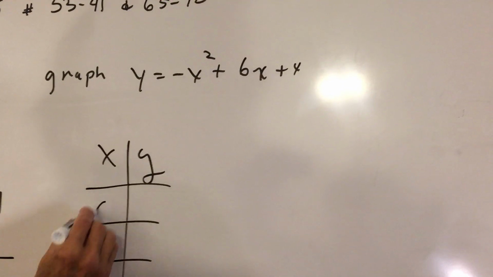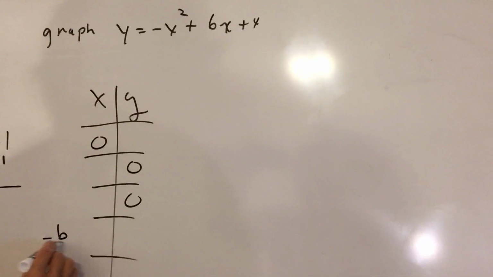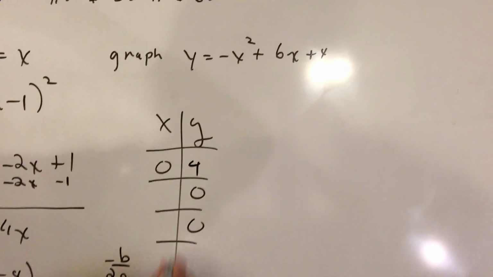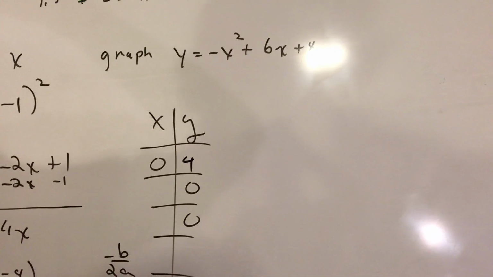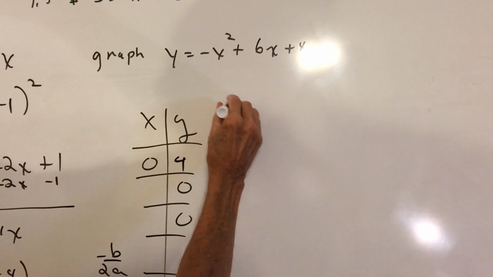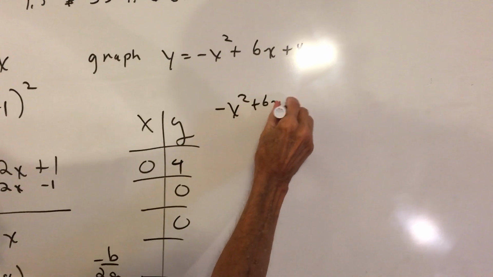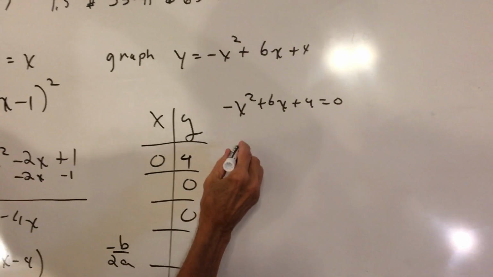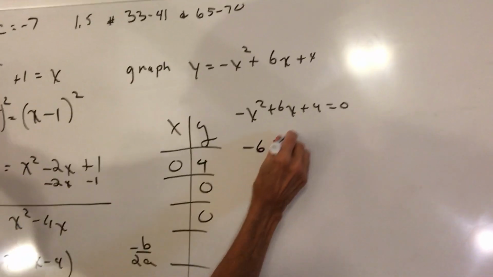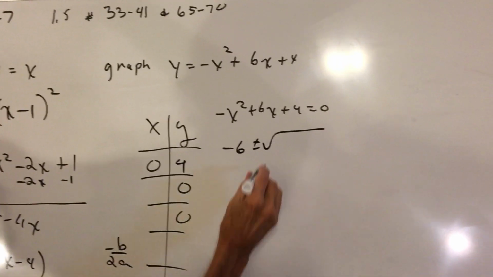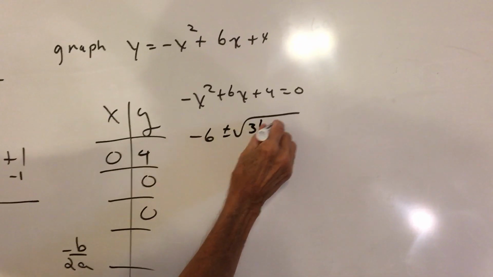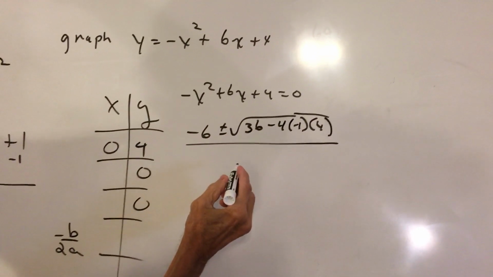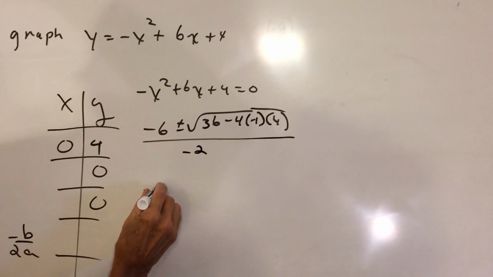Have a 4-point graph. If x is 0, y is 4. If y is 0, we have to set that equal to 0, and we just solve that by the quadratic formula. Negative b is negative 6. B squared is 36 minus 4 times negative 1 times 4, over 2a, which is negative 2.